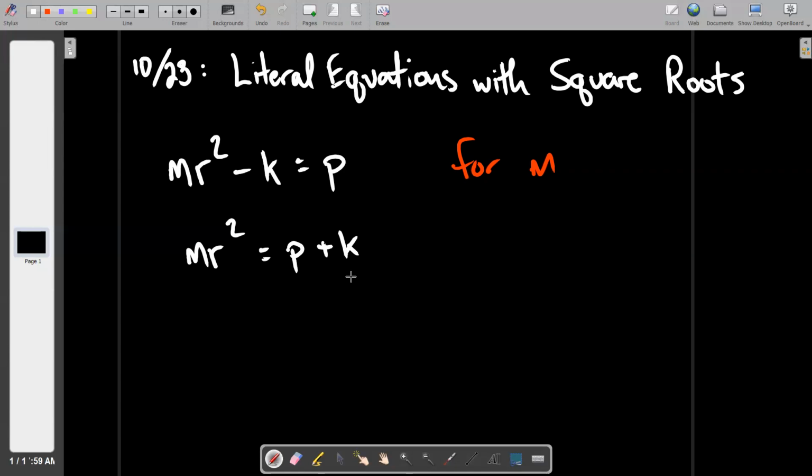With addition especially, there's almost no way to miss it because k plus p and p plus k are the same, right? So that's not important. If we're going to solve for m, what would we do next? We would divide both sides by r squared, and we would wind up with m equals p plus k divided by r squared. So there's your brain warm up for this lovely Monday morning, right? That's what we've been working on. Nothing difficult, I don't think, right?